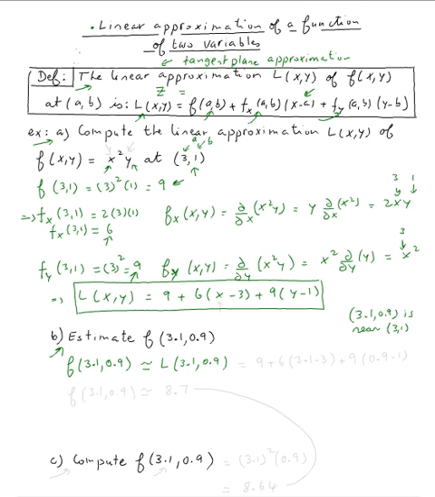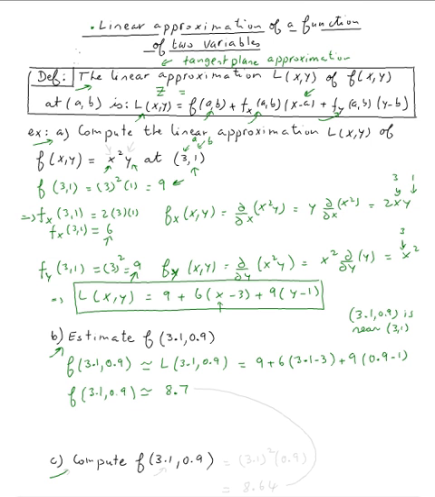Which is, just plug in the 3.1 here: 9 plus 6 times (3.1 minus 3) plus 9 times (0.9 minus 1). This is just a number, 3.1, 0.9. So just use your calculator. If you use your calculator, you're supposed to get 8.7.